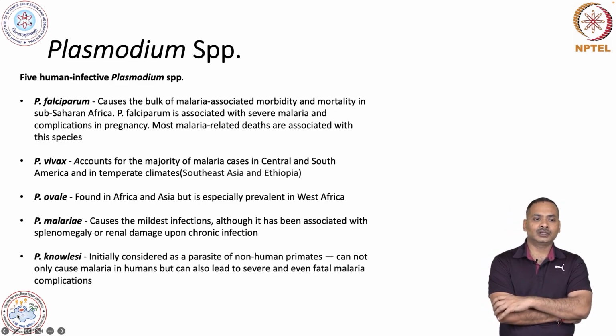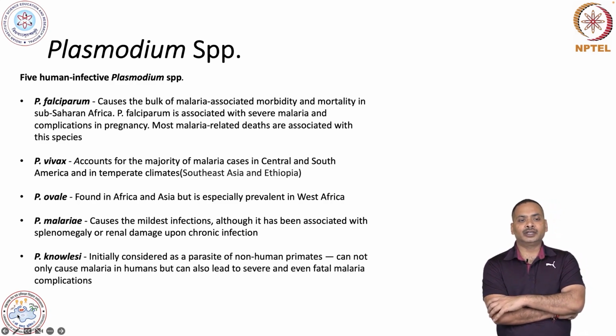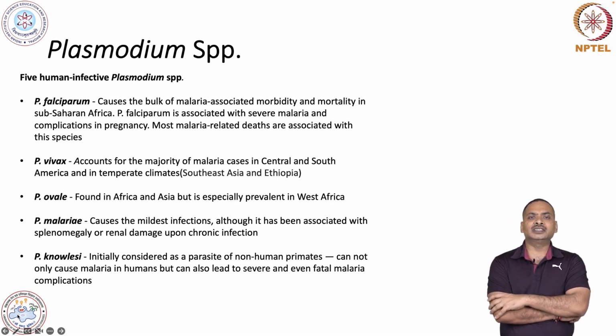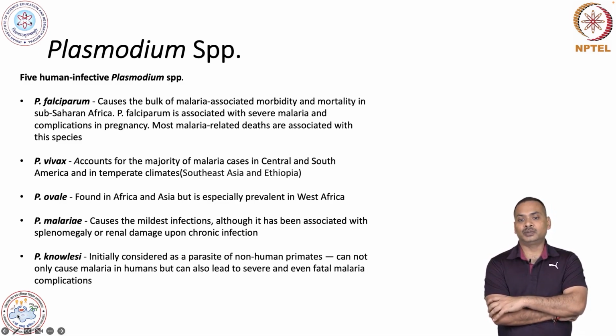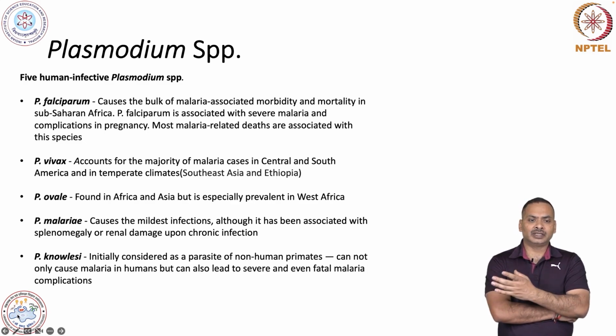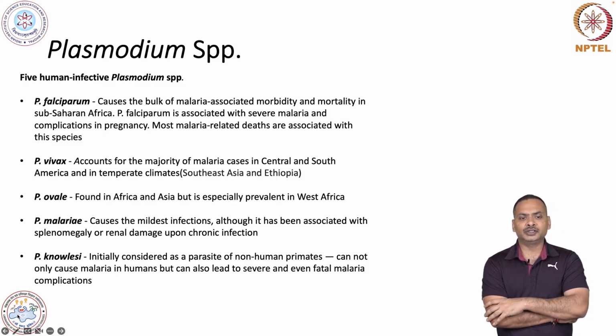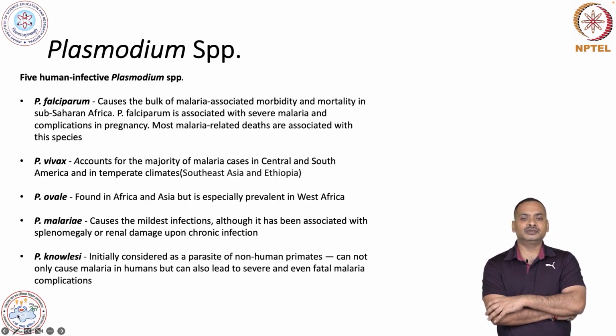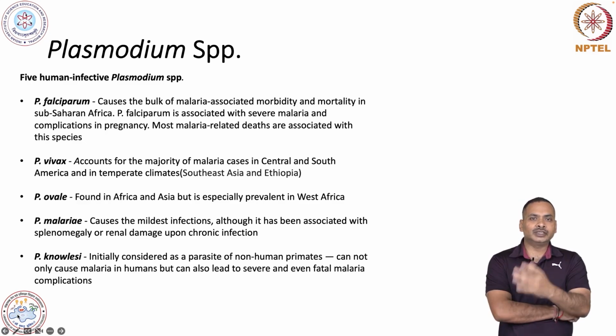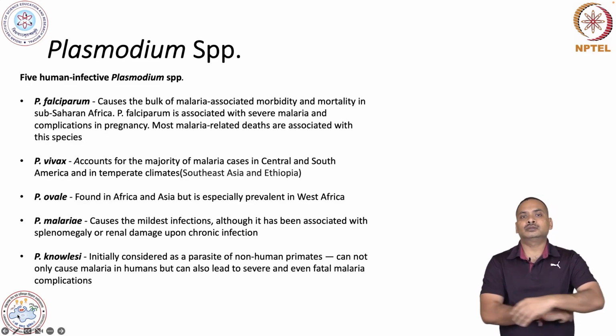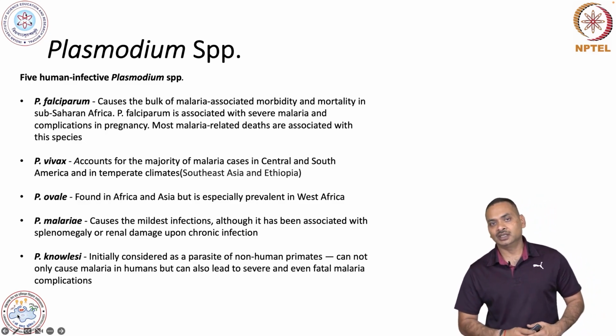The last is the Plasmodium knowlesi, initially considered a parasite of non-human primates, but it can not only cause malaria in humans, but can also lead to severe and even fatal malaria complications. So, these are the 5 species which are mainly associated with malaria disease.